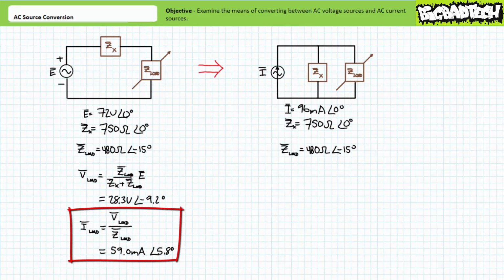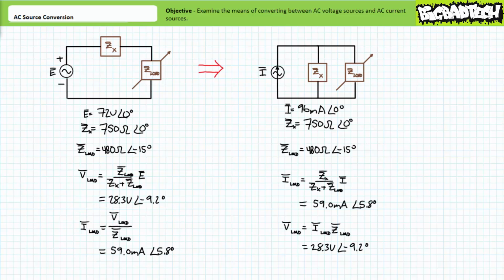A subsequent application of Ohm's law demonstrates current through the variable load impedance will be 59.0 milliamperes at an angle of 5.8 degrees. Our modified configuration is a perfect setup for the AC current divider rule. We know incoming current, and we know both impedances in a parallel combination of two elements. An application of the AC current divider rule demonstrates current through the variable load impedance will be 59 milliamperes at an angle of 5.8 degrees.